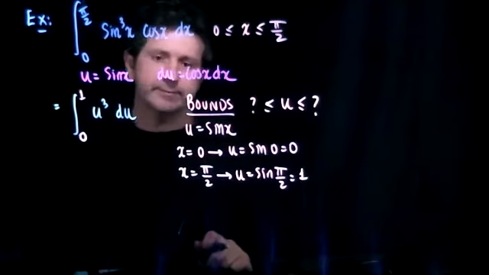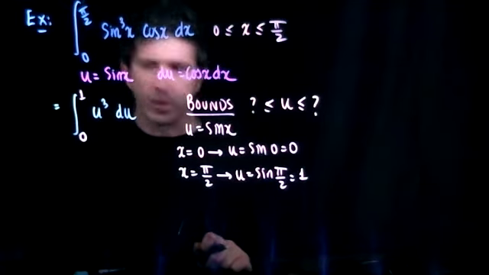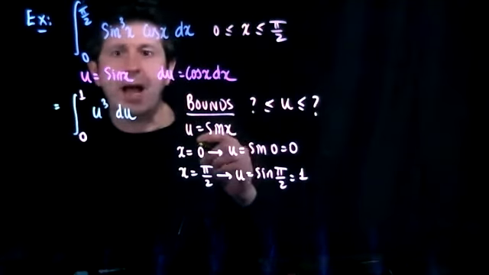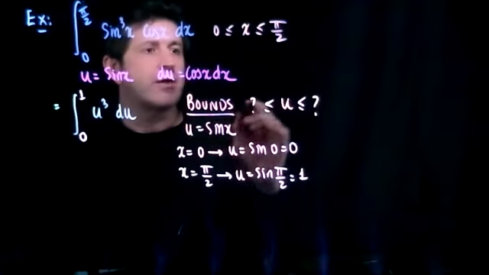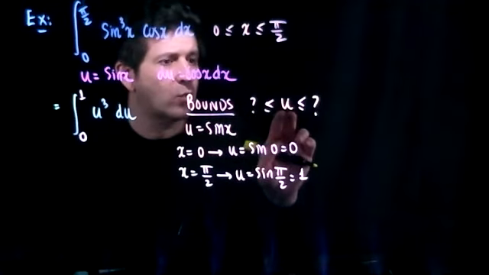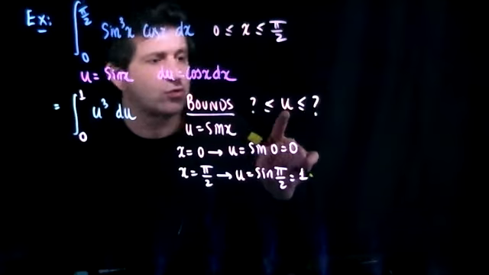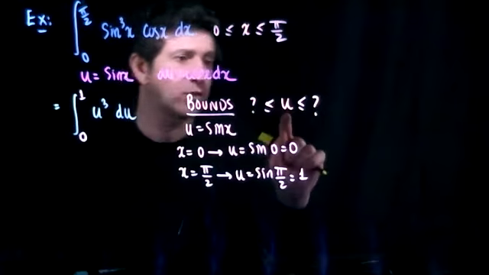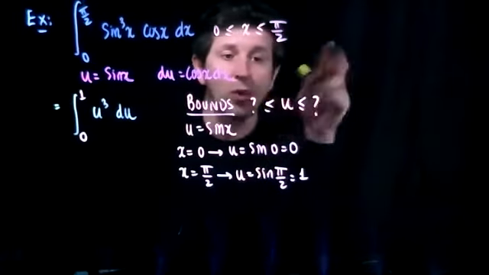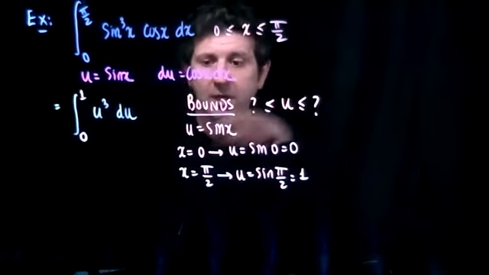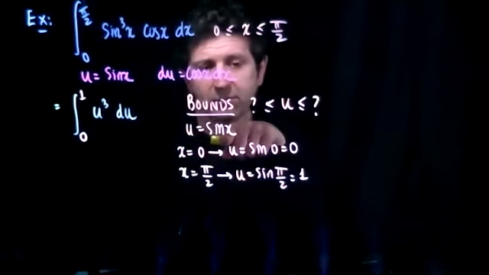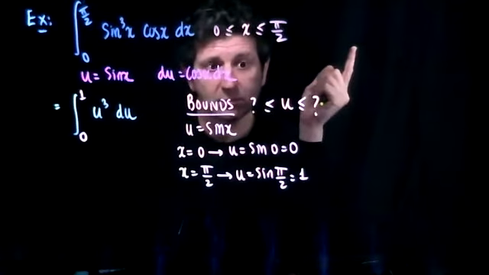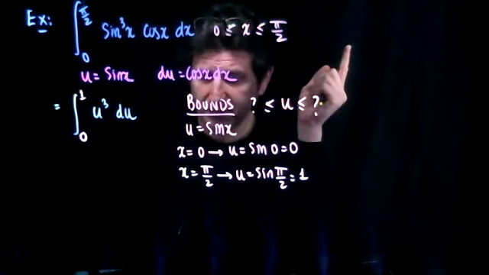Sir, do you mind explaining the bounds thing? I don't get it. Okay, bounds again. I'm interested in finding the smallest possible value for u and the maximum for u. I don't know what u is bounded by, but I do know that u is sine x. That I know. And I know that x is bounded between 0 and pi over 2. That I know. Is that clear?